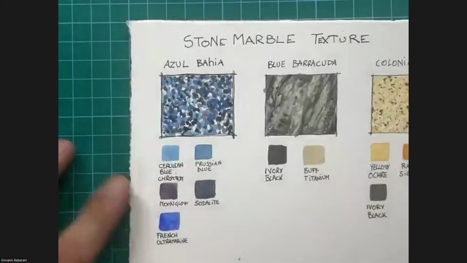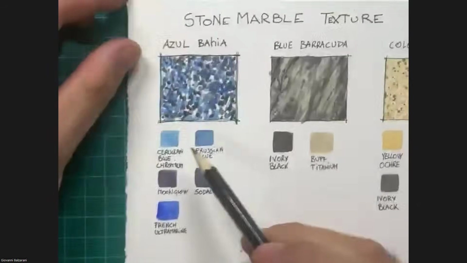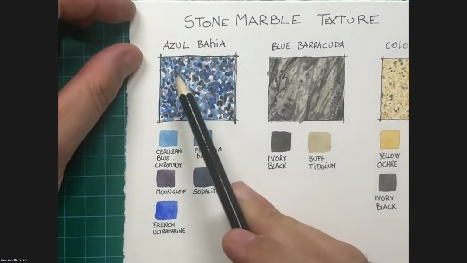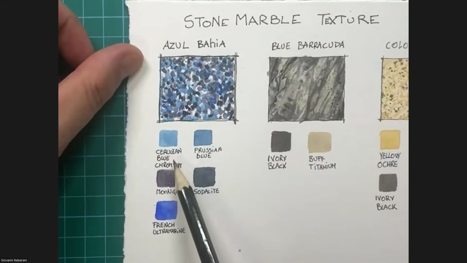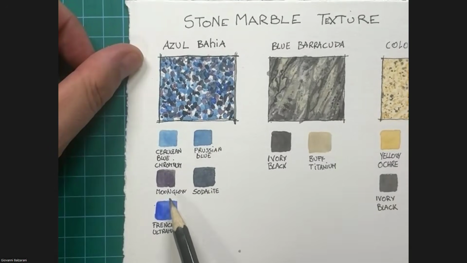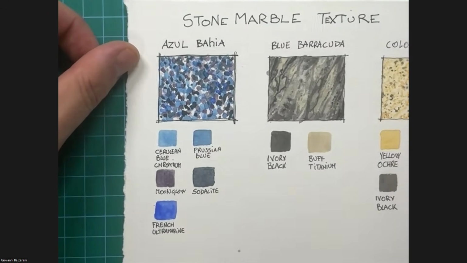Okay. A reproduction only with the sticks. And this is the perfect sequence to obtain this texture. I started with the cerulean blue chromium first, Prussian blue the second. There is Mongolo for sodalite, and the last is French ultramarine. Only in this sequence do you obtain this beautiful texture.